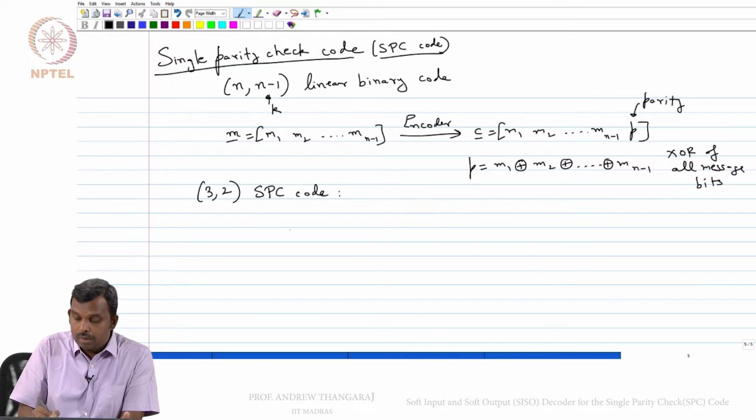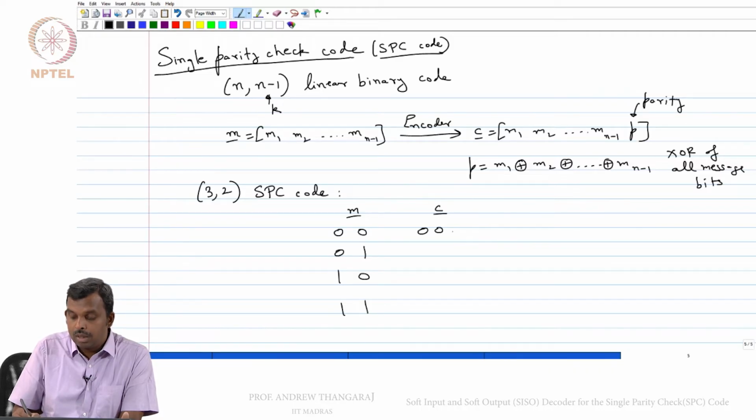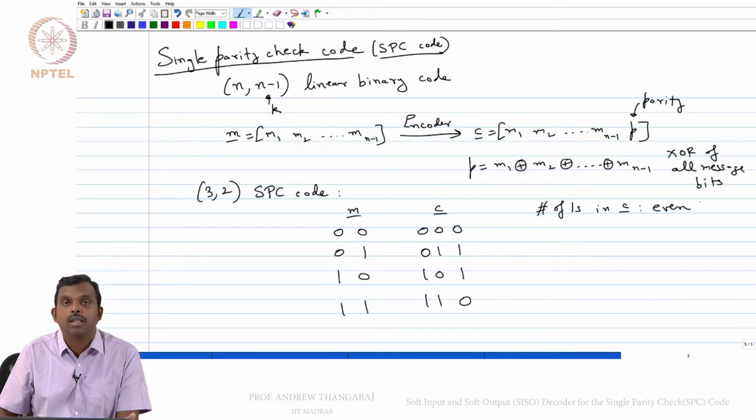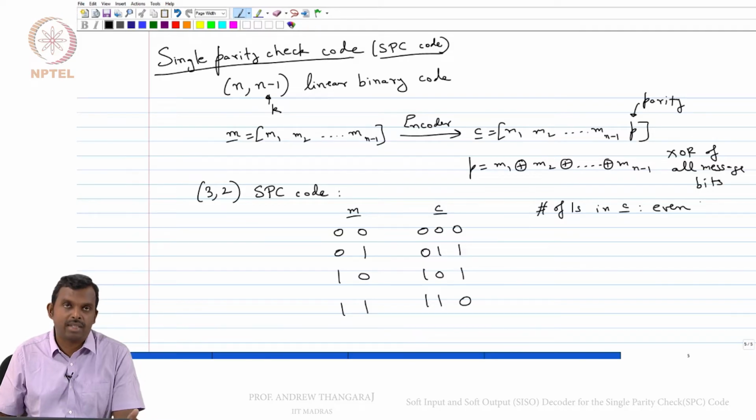Here the message could be 00, 01, 10, 11, and what will the corresponding code word be? 00, and the parity here is going to be 0 again. The XOR of these two is 0. For 01 you will have 1, for 10 you have 1, for 11 you will have 0. So there are quite a few things to notice here. For instance, the number of ones in C is always even. So the single parity check code consists of all the even weight vectors of length n.